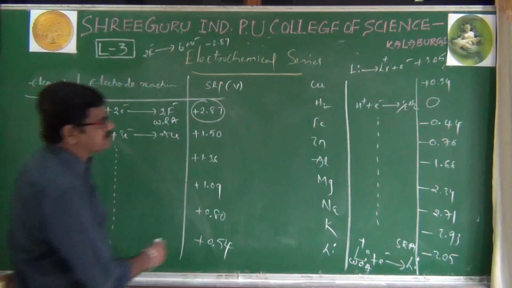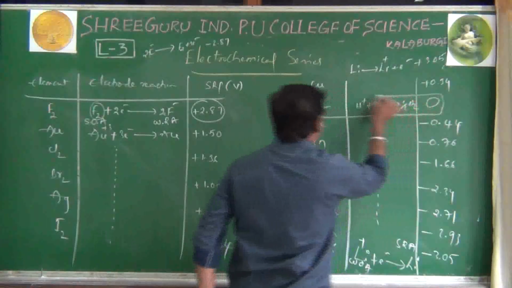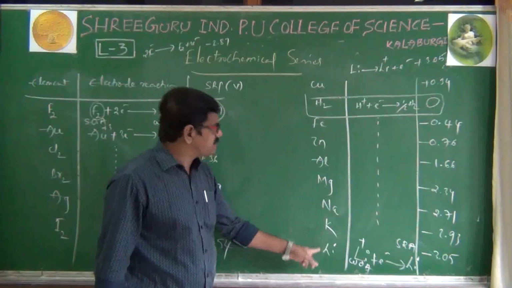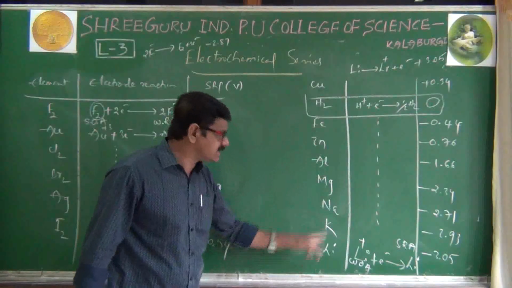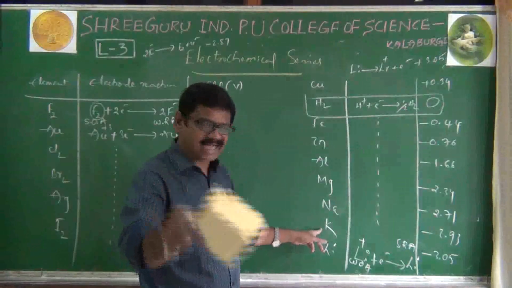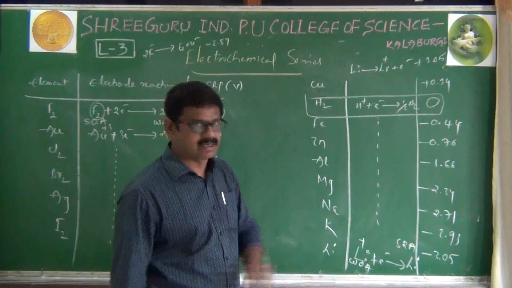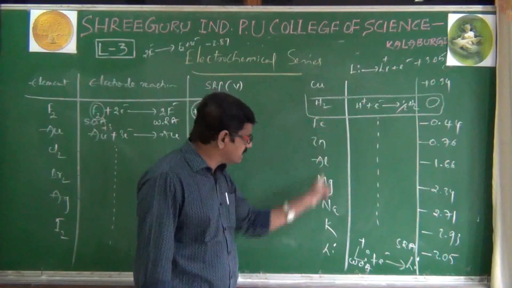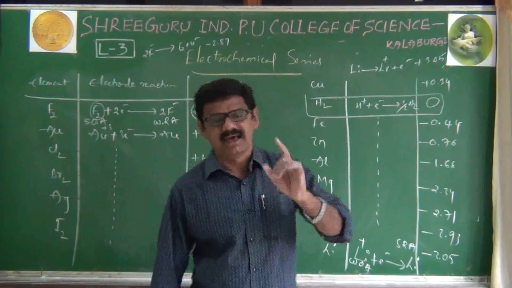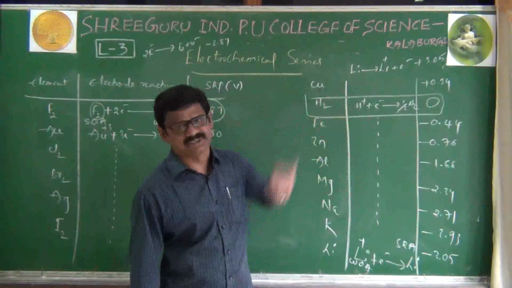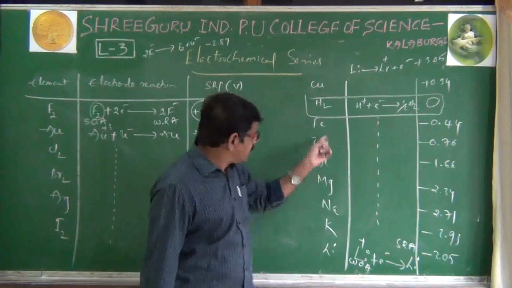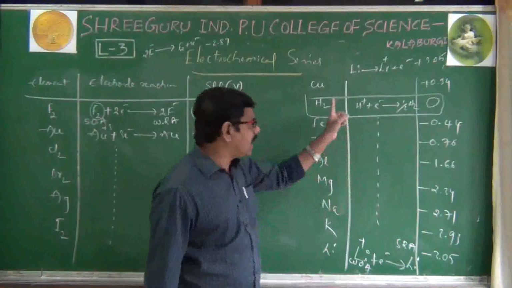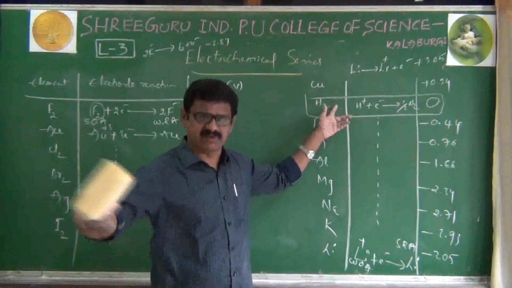Right. If you observe particularly SHE, the standard hydrogen electrode, whatever elements are present below hydrogen, these elements are highly reactive compared with SHE. I'll repeat once again. Whatever elements are present below hydrogen in the electrochemical series are highly reactive compared with hydrogen. So what will they do then? Any such element will displace hydrogen from its solution, nothing but from its acid.